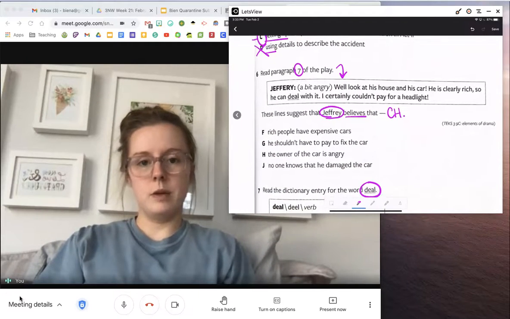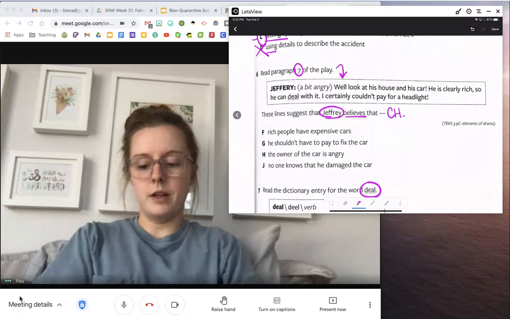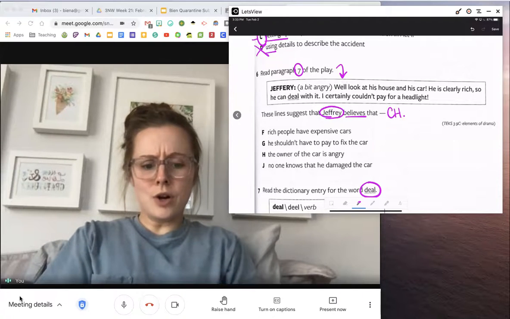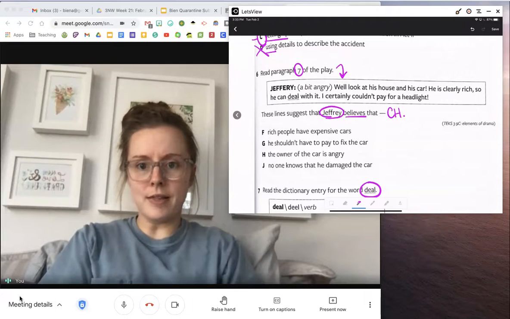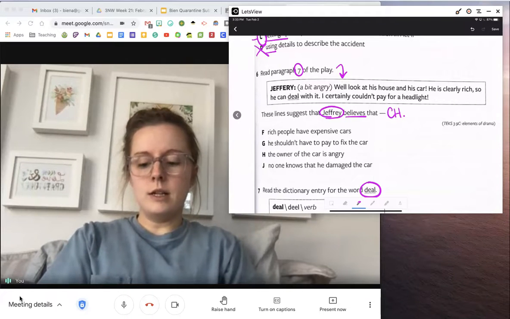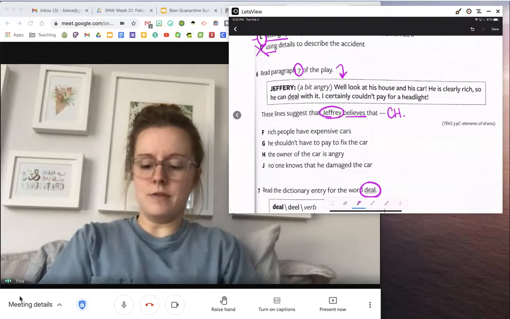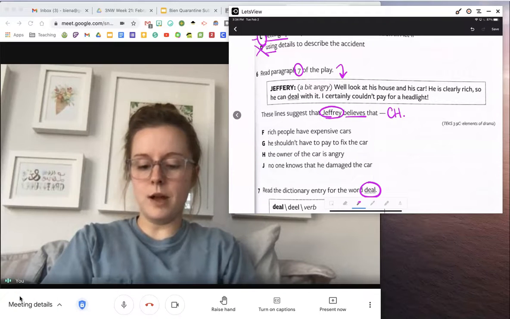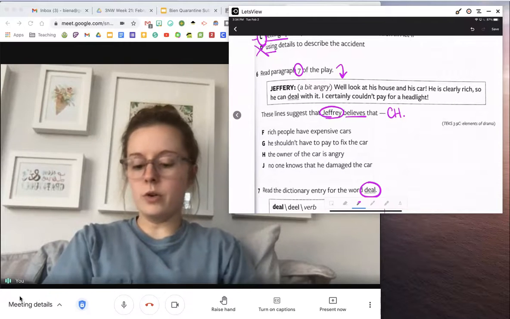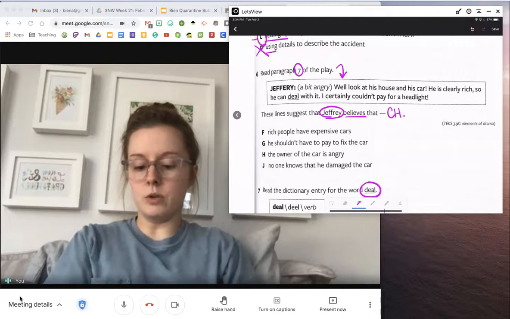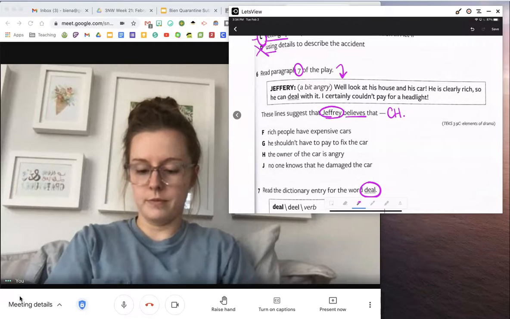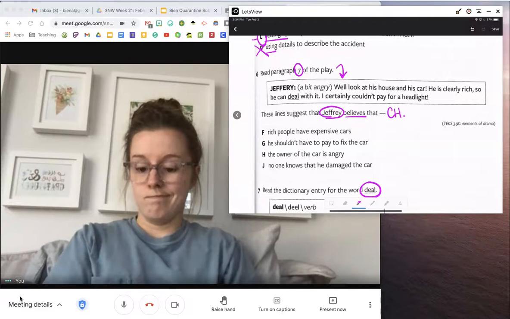Number 6. Read paragraph 7 of the play. "Well, look at his house and his car. He is clearly rich, so he can deal with it. I certainly couldn't pay for a headlight." So what does that tell you about how Jeffrey is feeling right then? He believes that rich people have expensive cars. He believes he shouldn't have to pay to fix the car. He believes the owner of the car is angry, or he believes that no one knows that he damaged the car. What do you think?